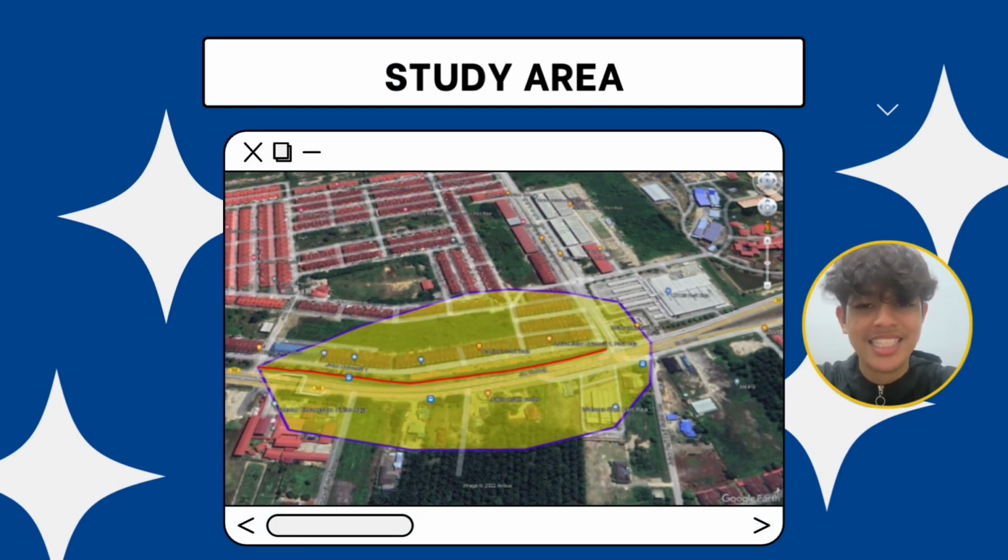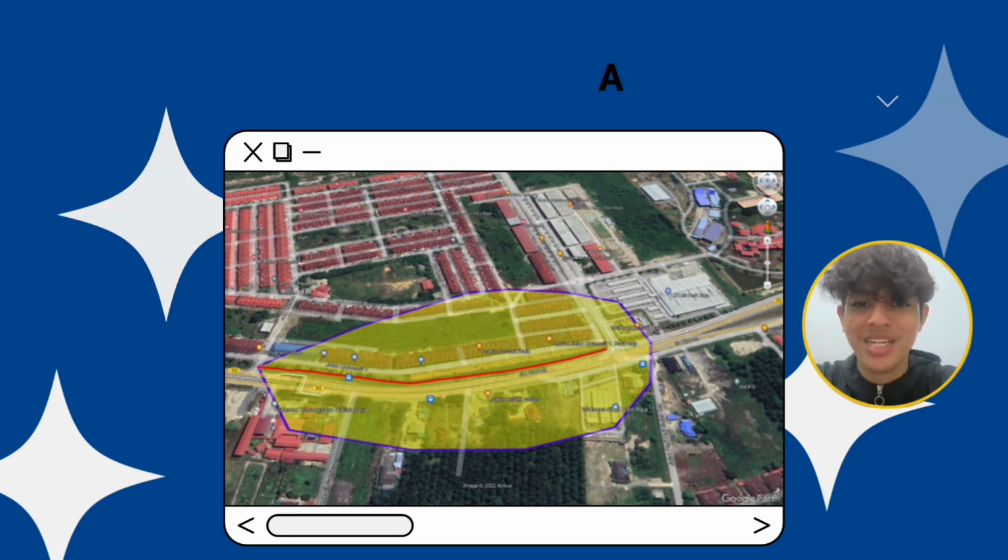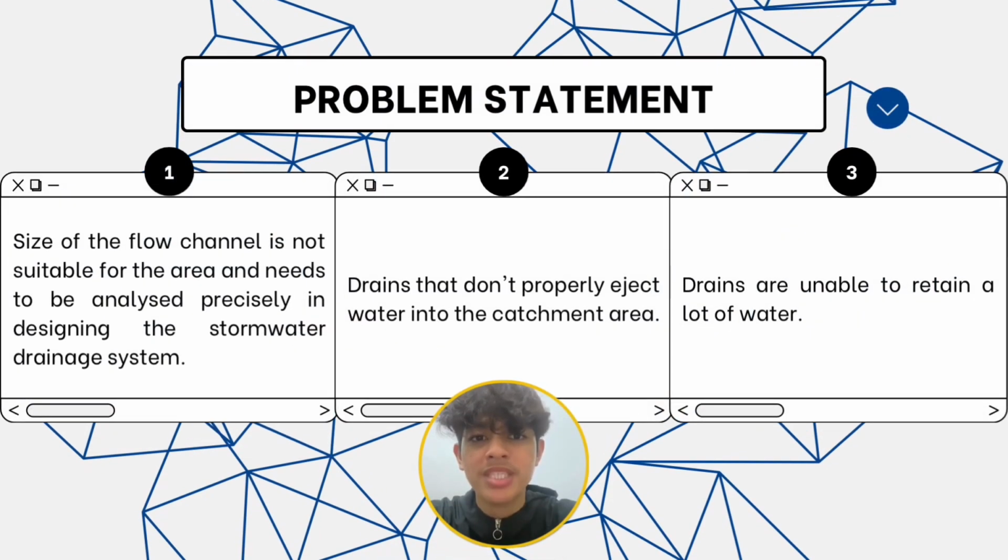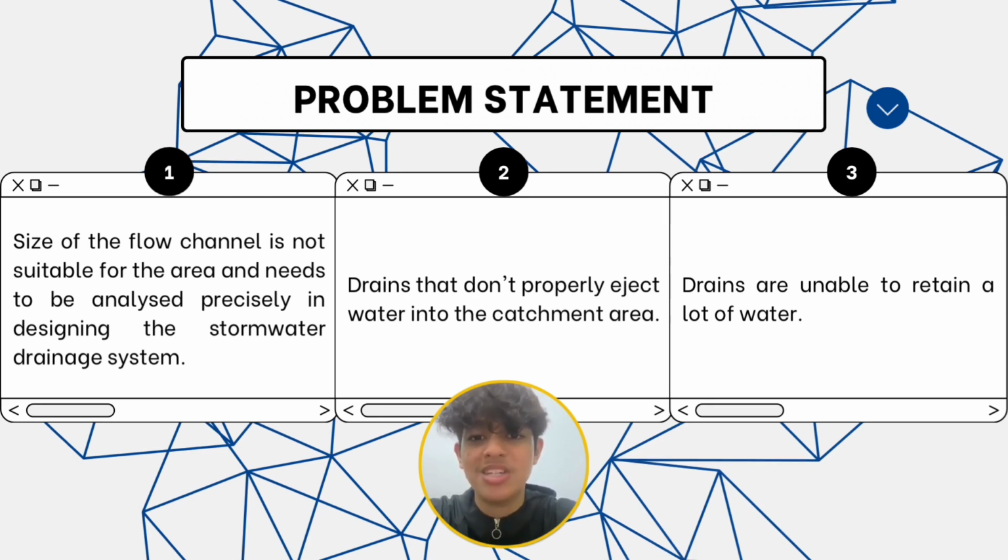As you can see, this picture is taken from Google Earth, and we took it based on the location set in the rubric. For the problem statement, we obtained three problems. The size of the flow channel is not suitable for the area and needs to be analyzed precisely in designing the stormwater drainage system. Drains don't properly eject water into the catchment area, and drains are unable to retain a lot of water. Because of this, the drain fails to work and will cause problems for all of us. Therefore, we have proposed a new design to replace the old one.